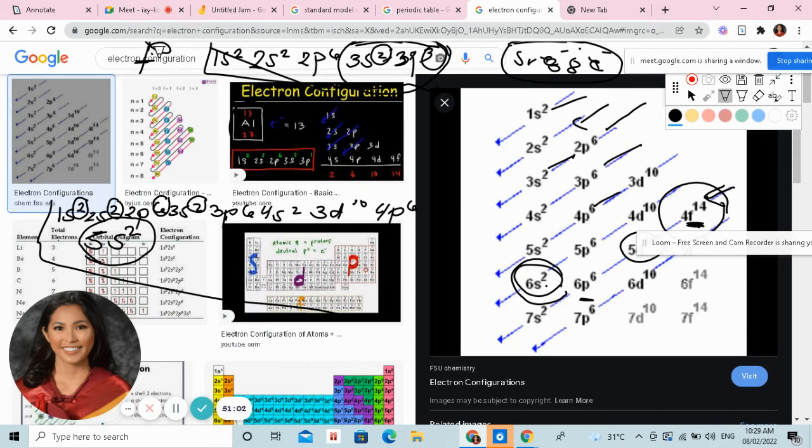Now what about how many valence electrons in your strontium? Pinaka-last, pinakatumoy, outermost electrons. How many valence electrons in your strontium? This is your strontium. This is the configuration. Outermost. 2, ma'am. So, we have only 2 valence electrons for strontium.